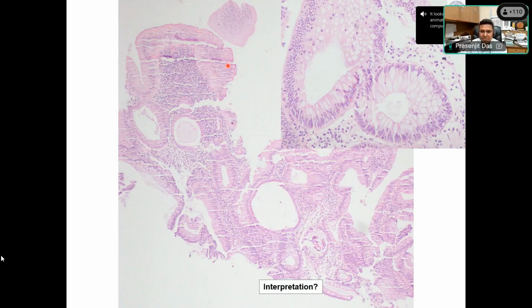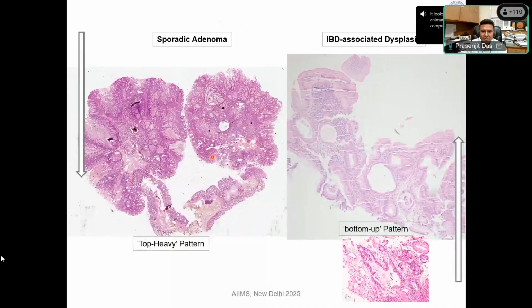So I will tell you. First you have to see this image. This is how a sporadic adenoma looks like. This is how IBD associated dysplasia looks like. In sporadic adenoma, what do we see? Top heavy pattern. Always, from now onwards, you try to correlate. In all biopsies, you will see the dysplasia starts from the surface and then it comes down like this. That is how sporadic adenomas look like. But in IBD associated dysplasias, we see a bottom up pattern like this. We usually see the dysplasia identified in the crypts, but not on the surface.